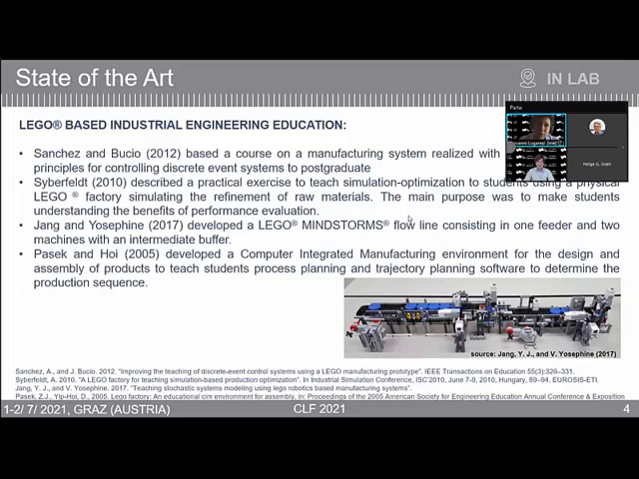The main goal is to recreate the dynamics of a system, for example, with respect to scheduling policies, trajectory planning, routing and optimization of the production plans. We have been inspired by these works, and we also developed a laboratory in which students can experience the manufacturing system dynamics with such models.